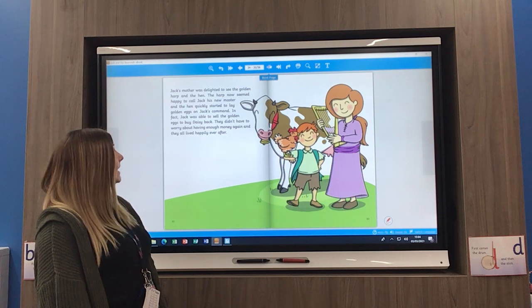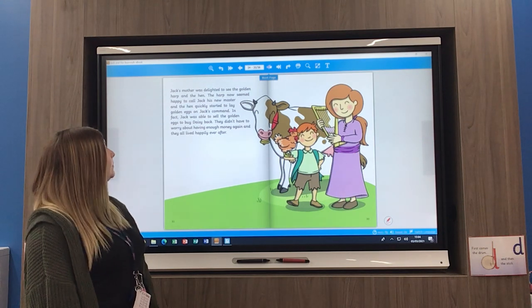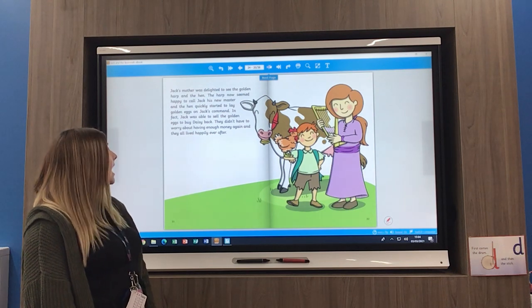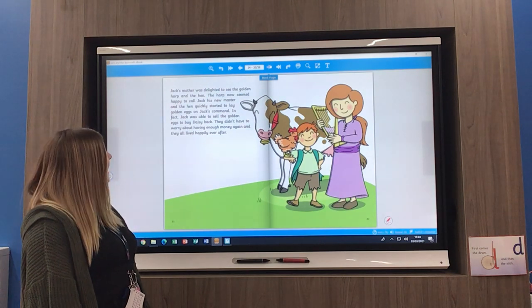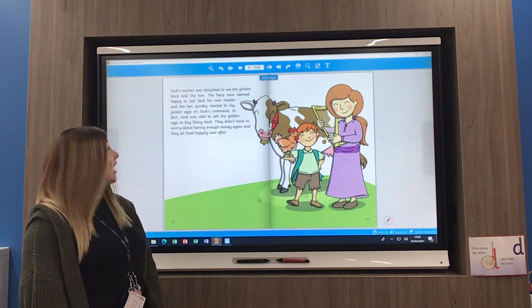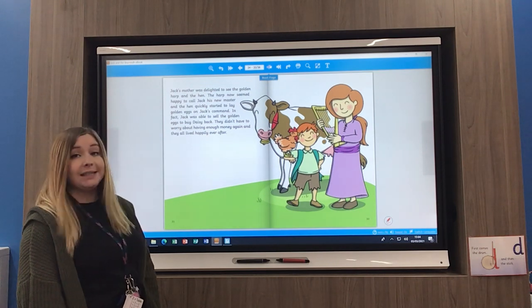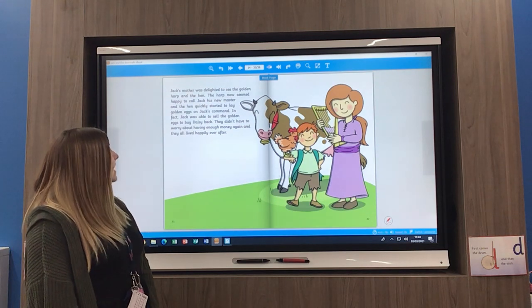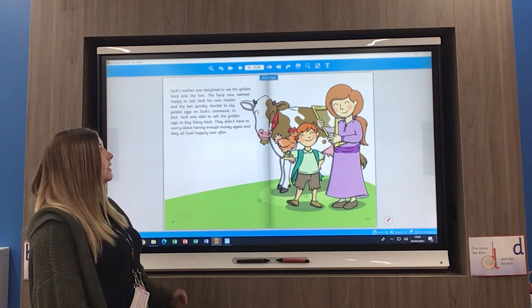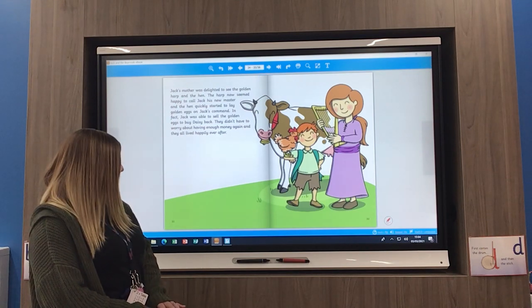Jack's mother was delighted to see the golden harp and hen. The harp now seemed happy to call Jack his new master, and the hen quickly started to lay golden eggs on Jack's command. In fact, Jack was able to sell the golden eggs to buy Daisy back. They didn't have to worry about having enough money again, and they all lived happily ever after.